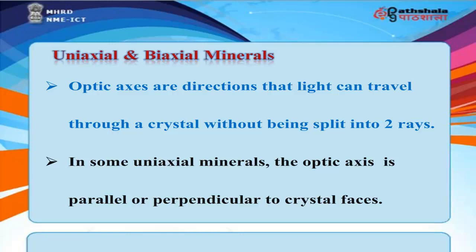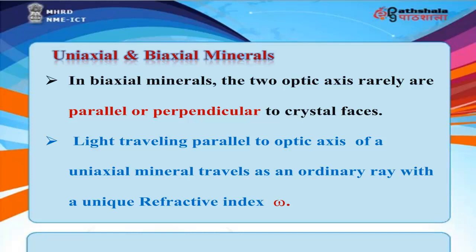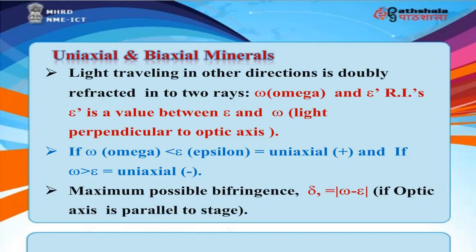In some uniaxial minerals, the optic axis is parallel or perpendicular to crystal faces. In biaxial minerals, the two optic axes rarely are parallel or perpendicular to crystal faces. Light traveling parallel to the optic axis of a uniaxial mineral travels as an ordinary ray with a unique refractive index, omega. Light traveling in other directions is doubly refracted in two rays, with omega and epsilon refractive indices.